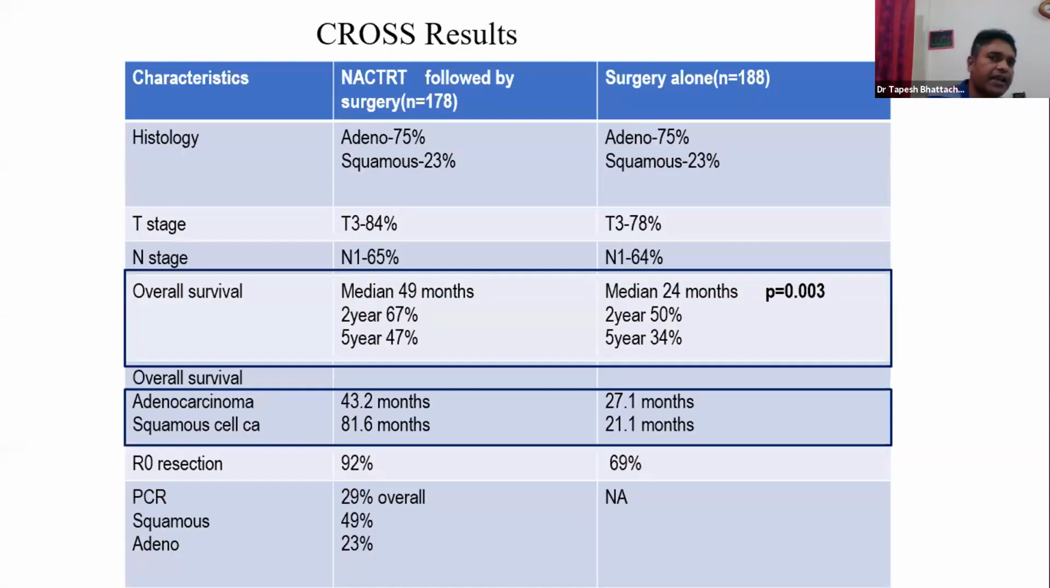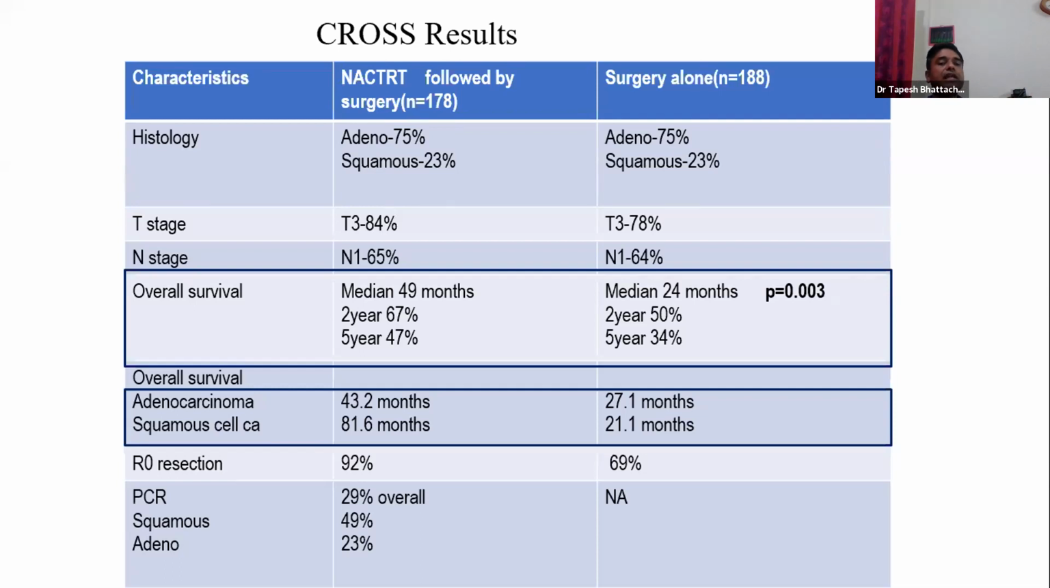So what they have got, if we look at the details of this CROSS trial, this is quite important. In this trial, 75% were adenocarcinomas, squamous cell carcinoma only one quarter. If we see the T stage, mostly it was T3 disease, and there was no N2 disease, all were N0 or N1.